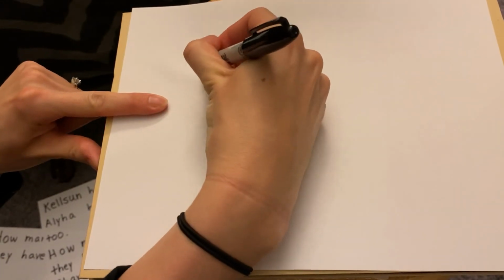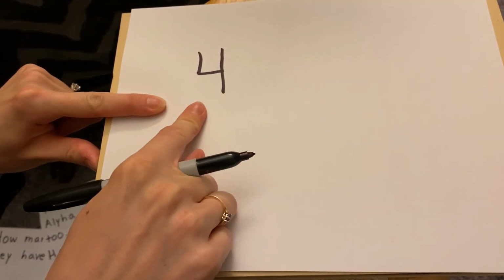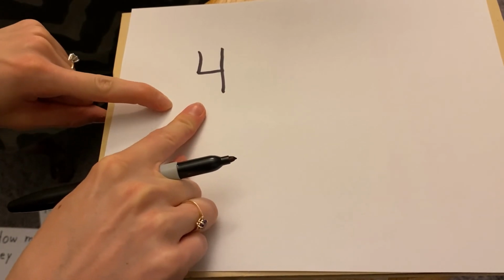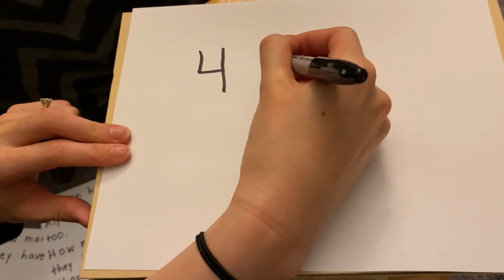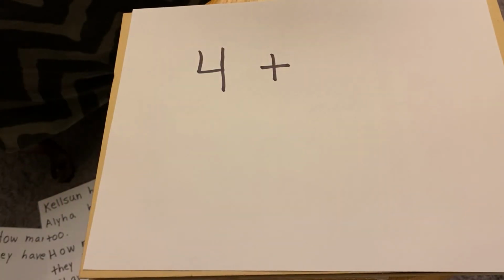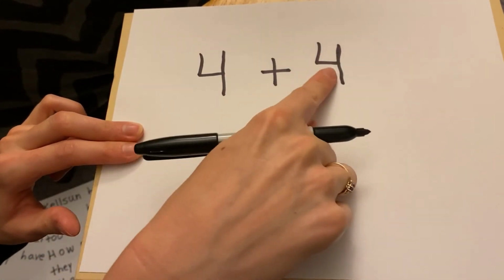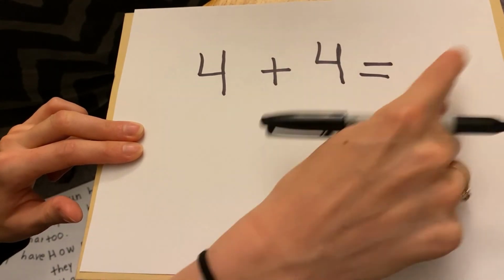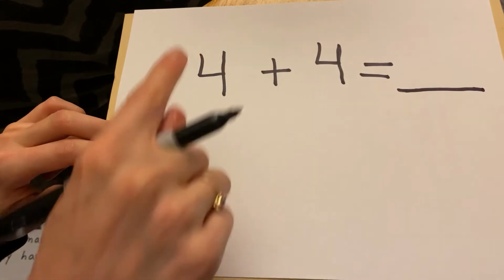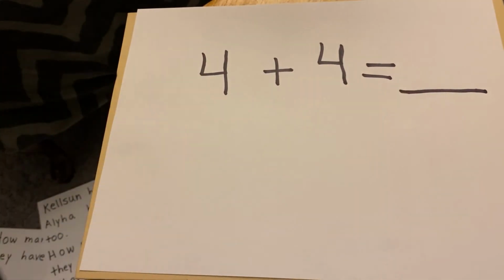Let's check and see if I can write the same thing that you have on your paper. So we knew that Kelson had 4 cars, so you should have a 4 for Kelson's 4 cars. And then we know that we're adding, so you should have the plus sign. Plus, how many cars did Aaliyah have? Aaliyah had 4 cars, so you should have another 4. And what does 4 plus 4 equal? I don't know. I need to put a blank. 4 plus 4 equals blank. Make sure that you have that on your paper.